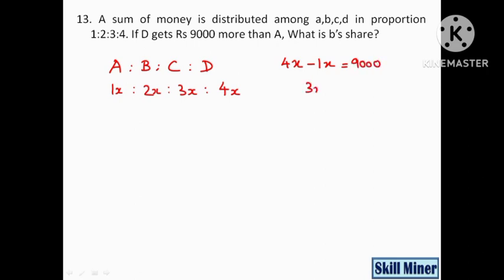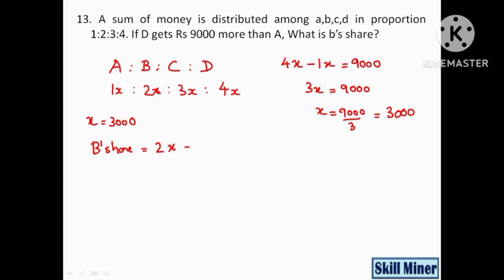So 3x is equal to 9000. X will be 9000 divided by 3, which is equal to 3000. I found the X value as 3000. The question is asking what B's share is. B's share will be 2x, which is equal to 2 into 3000, which is equal to rupees 6000. 6000 rupees will be B's share.